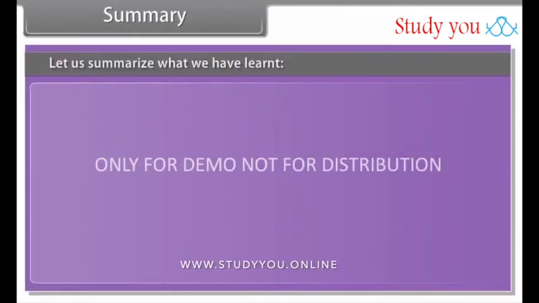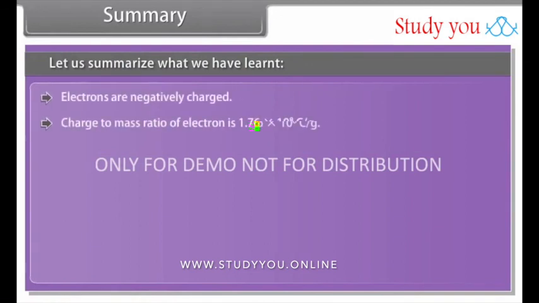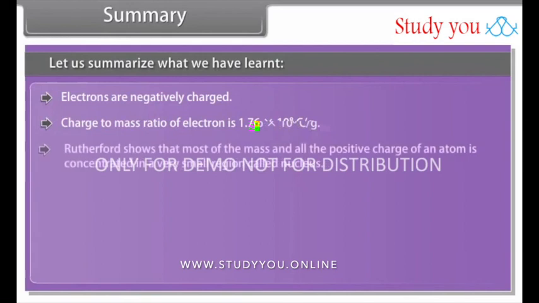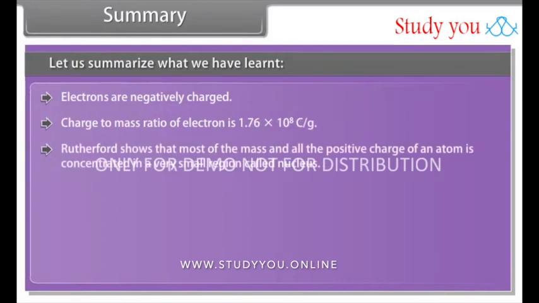Summary. Let us summarize what we have learnt. Electrons are negatively charged. The charge to mass ratio of an electron is 1.76 into 10 raised to the power 8 coulombs per gram. Rutherford showed that most of the mass and all the positive charges of an atom are concentrated in a very small region called the nucleus.